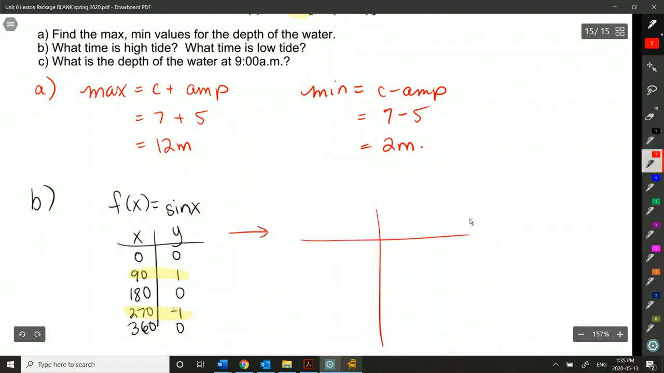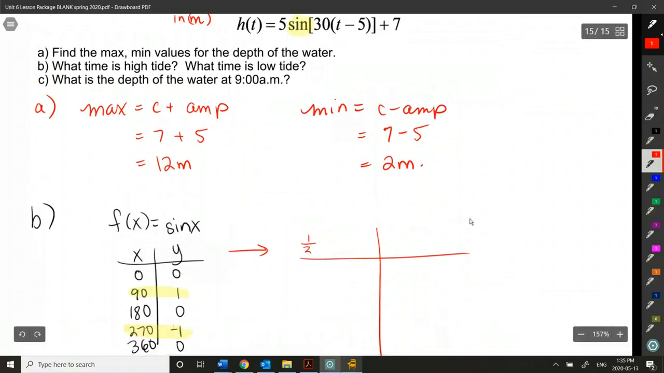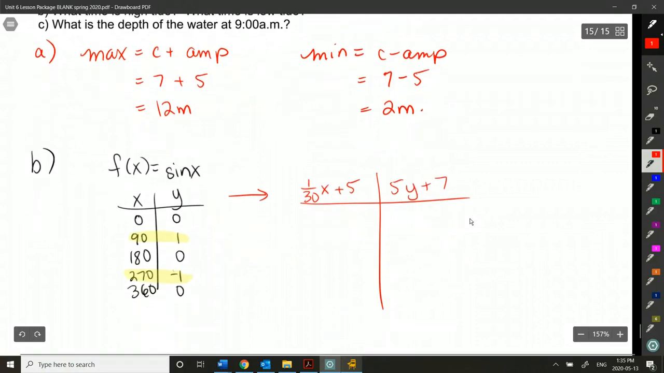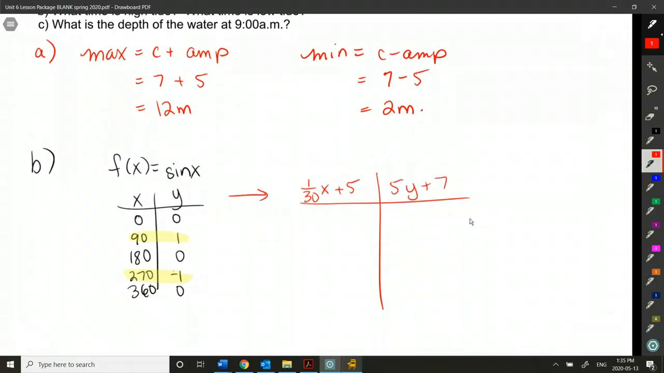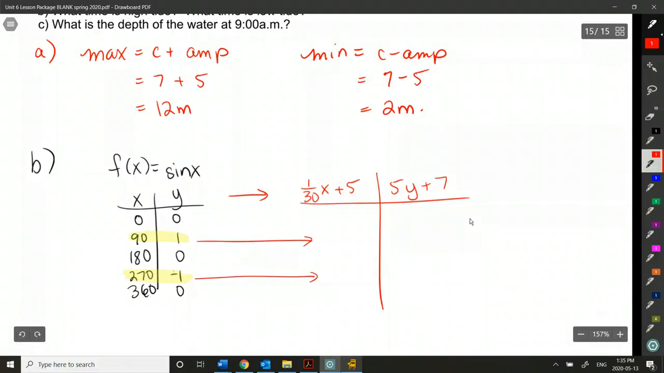So if I do my transformations, I'm going to get 1/30 times x plus 5, and 5y plus 7. And I'm just going to look at 90 and 270 for this one to see where these transform to. The y's will give me the maximum height, and the x's will give me the times at which these occur. So 90 times 1/30 is 3, plus 5 is 8. And 270 divided by 30 is 9, plus 5 is 14. And 5 times 1 plus 7 is 12, as we expected, and 5 times -1 plus 7 is 2.